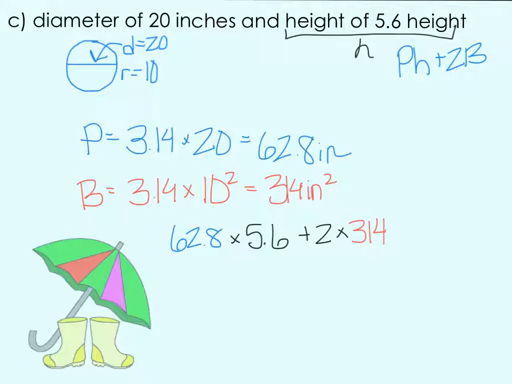I haven't been very clear about this, but hopefully you'll notice that plugging into the formula here, I'm using the colors of where things came from. That 62.8 is both in blue where we found it and plugging into the formula. 5.6 is something that we're getting from the problem or from the diagram, plus 2 times, that's always part of the formula, and that 314 in red, just again showing you that's coming from the area of the base that we found earlier.